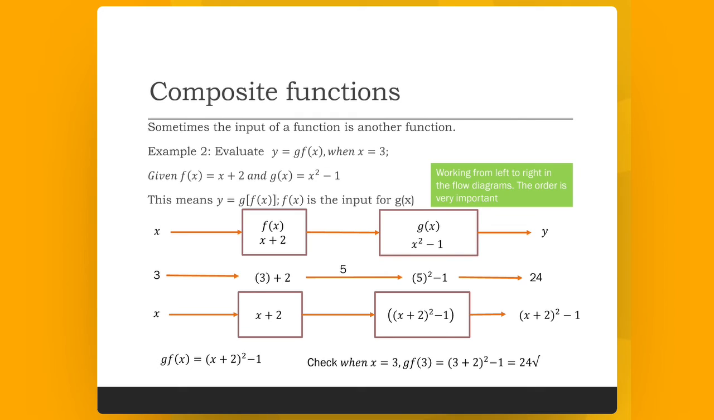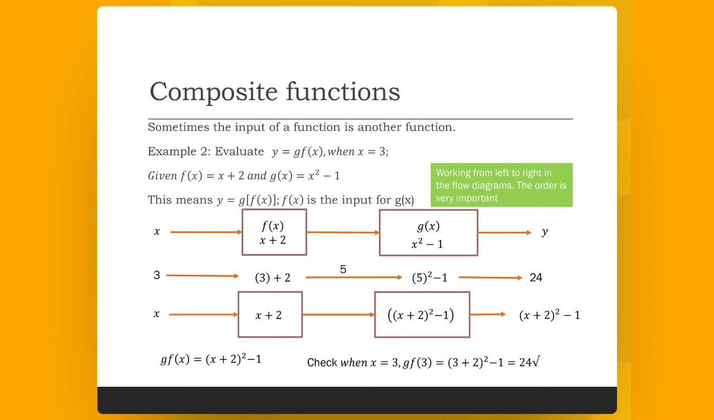Now to evaluate, we substitute x equals 3, which gives us 3 add 2, which is 5. 5 squared is 25, take away 1 is 24. 24 is the same answer we found before.